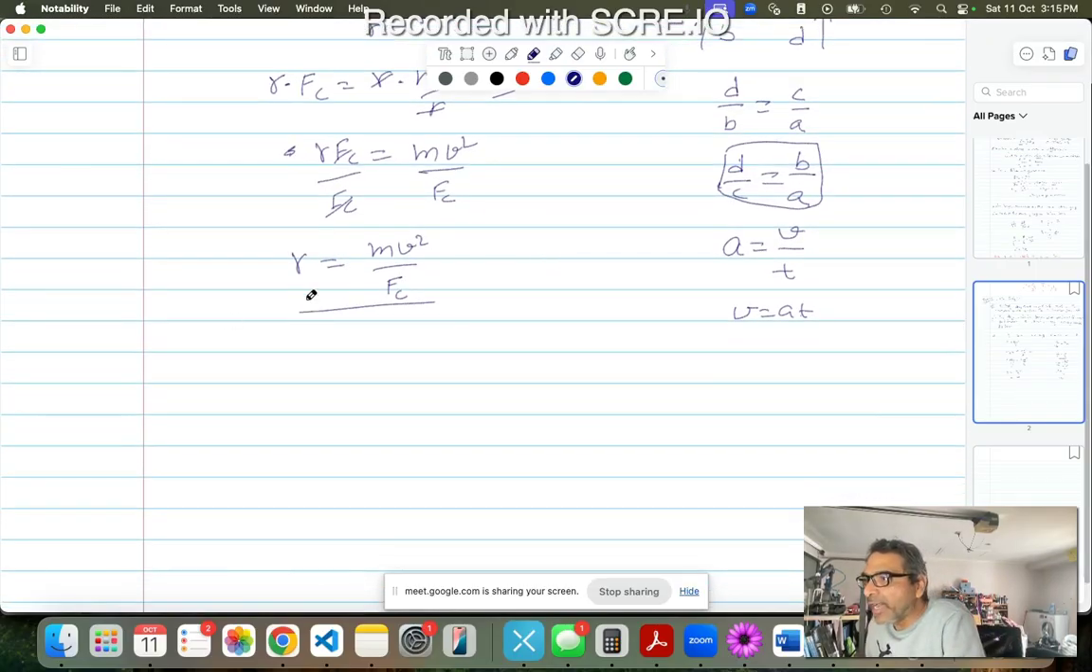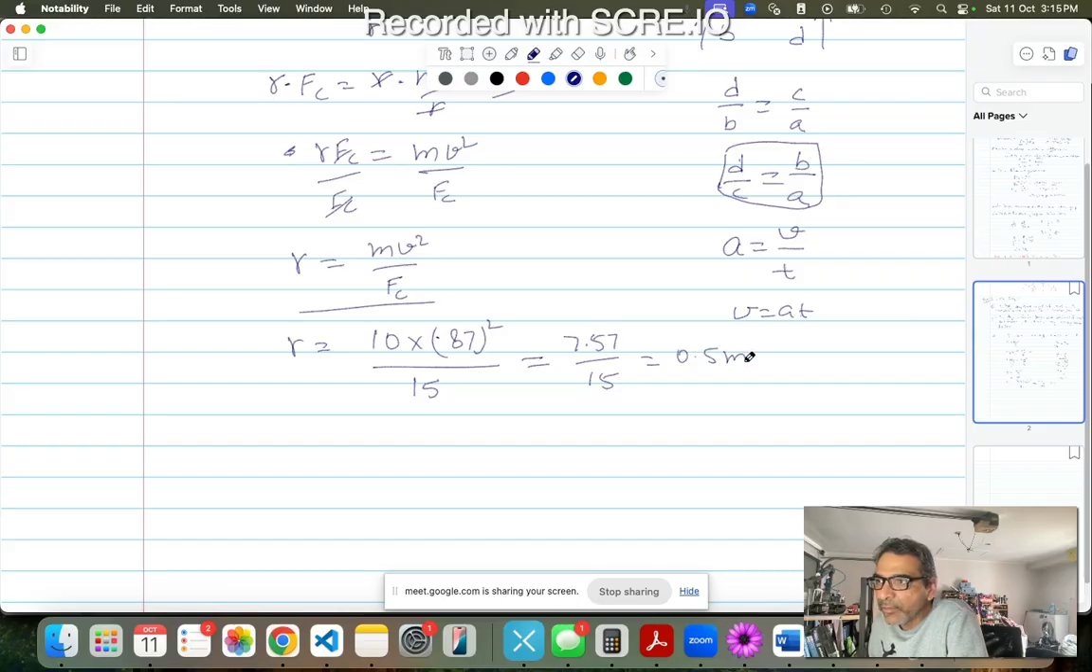Okay, now we came to the r part. That means now we just have to put in the values. So r equals m v squared over Fc, which is 10 times 0.87 squared over 15. This gives us 7.57 over 15, which gives us 0.5 meter. So the radius of the circle is 0.5 meter.